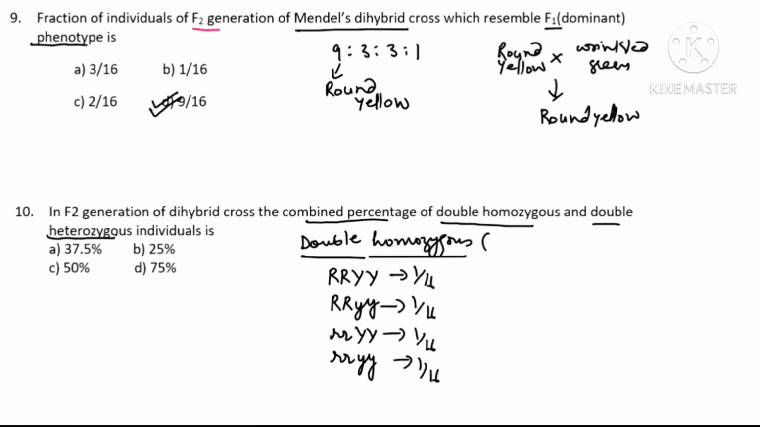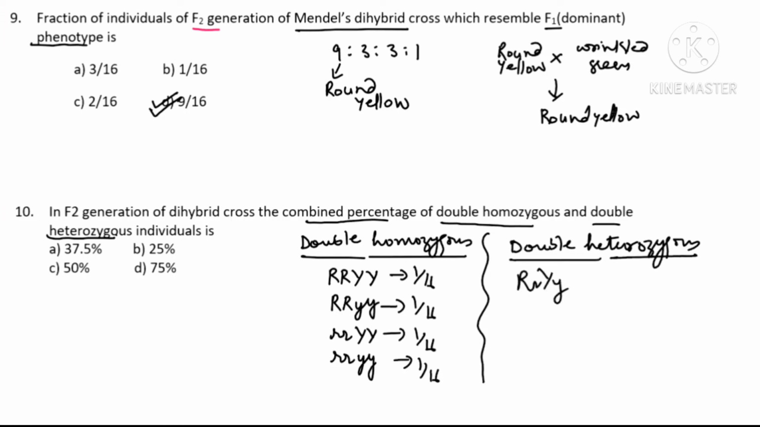Clear? Now, double heterozygous. Double heterozygous means both you have to write in the heterozygous form, capital R, capital Y, small y. So this will be 2 by 4. This will be also 2 by 4. So your total will be 4 by 16. Here also, if you check, the total will come 4 by 16.